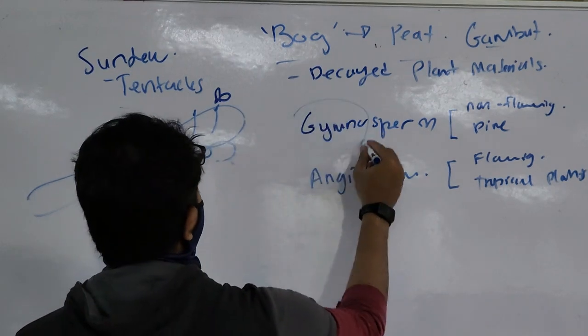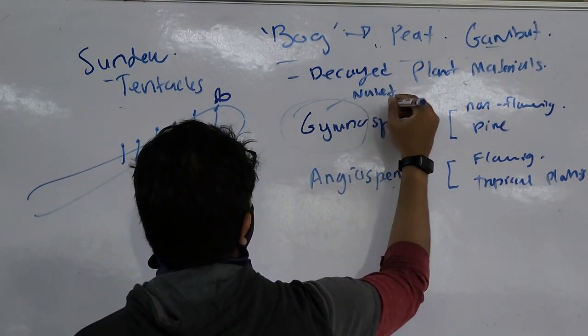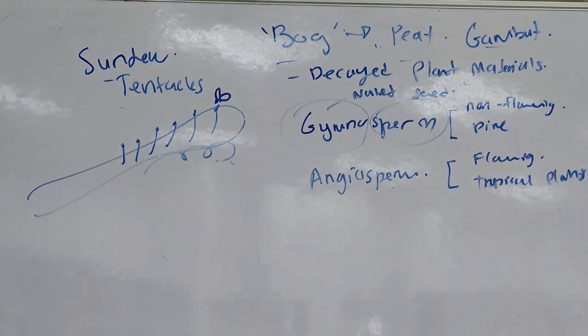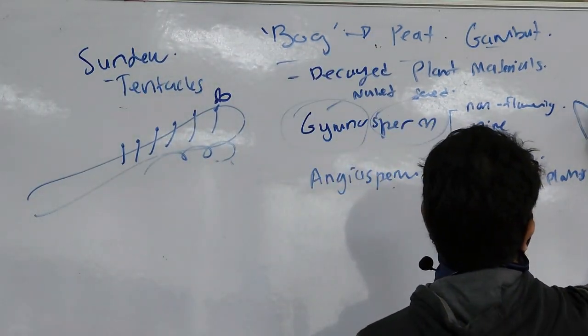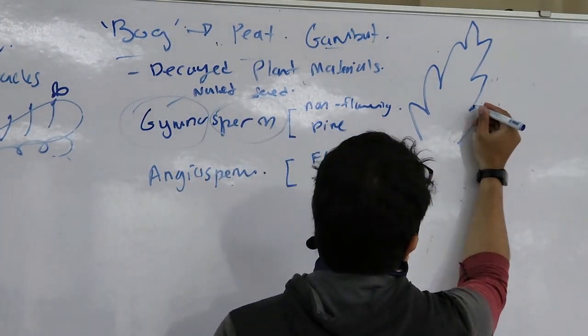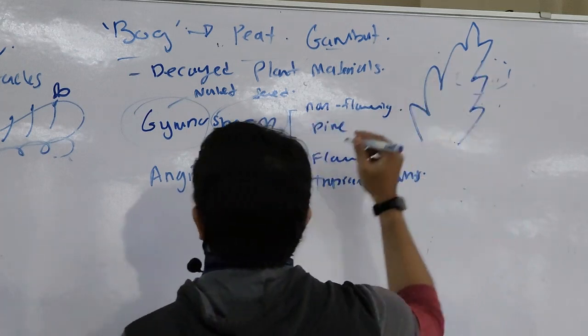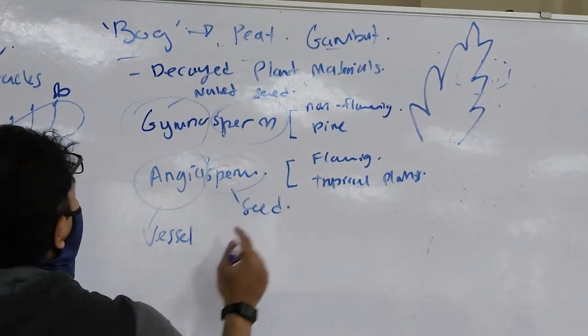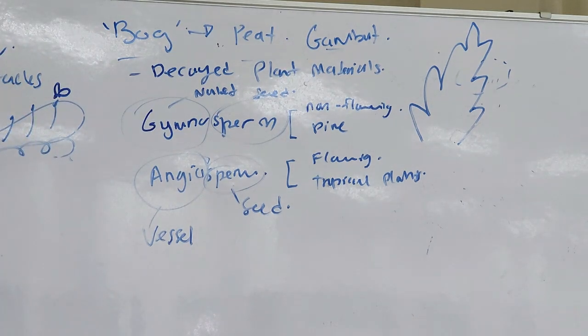Gymno means naked. Sperm means seeds. The seeds are naked. They are not enclosed in any specific structure. Like the cone, you can see the cone of the pine has scales. In the crevices of the scales, that's the embryo actually. I hope you have seen a pine cone, not a coconut cone. So you have something over here, that's kind of exposed. Angio means a vessel. Sperm means seed. So vessel, pretty much like your blood. You have a condition, right? Angina, angiogenesis. That's actually referring to the vessel.